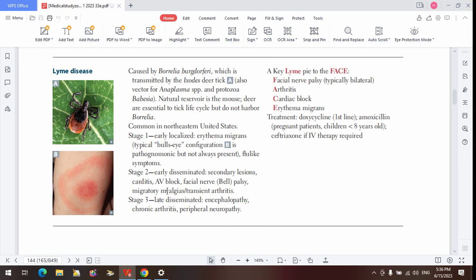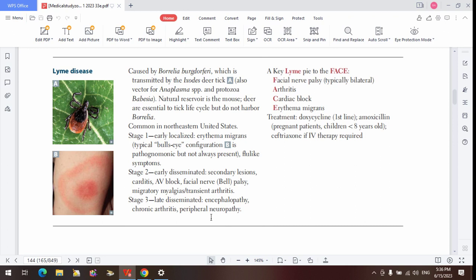In stage 3, it's now associated with affectation of the large joints. So it affects the hip, the knee, or the temporomandibular joint. So they have this chronic arthritis. This late disseminated stage actually happens after 6 months. So 6 months after the infection, it goes to affect the large joints like the knee and the hip, and there's something we call Lyme disease encephalopathy. So it typically affects cognitive function. They are confused, they have memory issues, personality problems, and peripheral neuropathy is also observed.